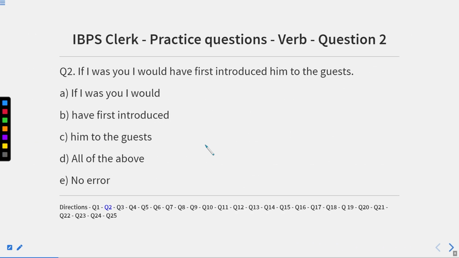This is question number 2 now. If I was you, I would have introduced him to the guests. Now, whenever we have a situation that is imaginary, or whenever we have some imagination, here I'm saying if I was you, obviously I cannot be you, or you cannot be me. But I'm saying that if I was there in your place, it is just an imagination because we cannot be someone else, but here we are just imagining that particular situation, that if I were in that place.